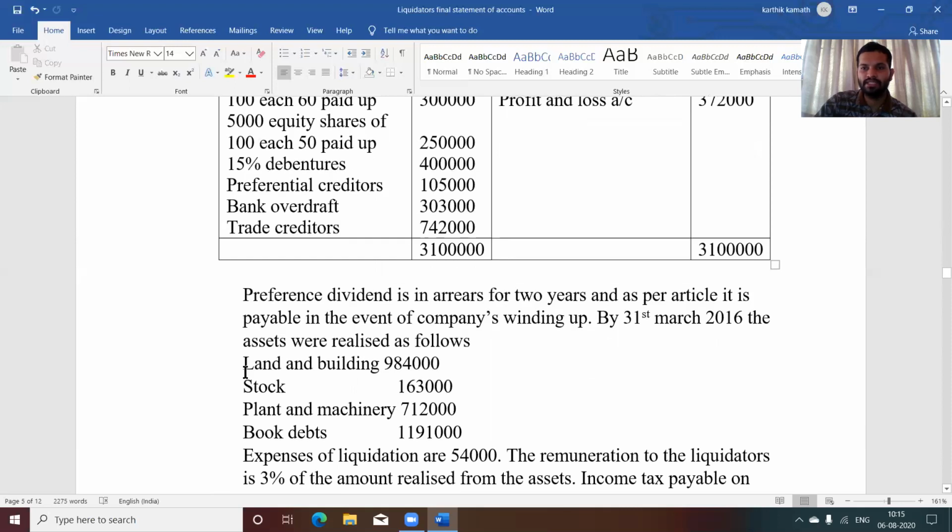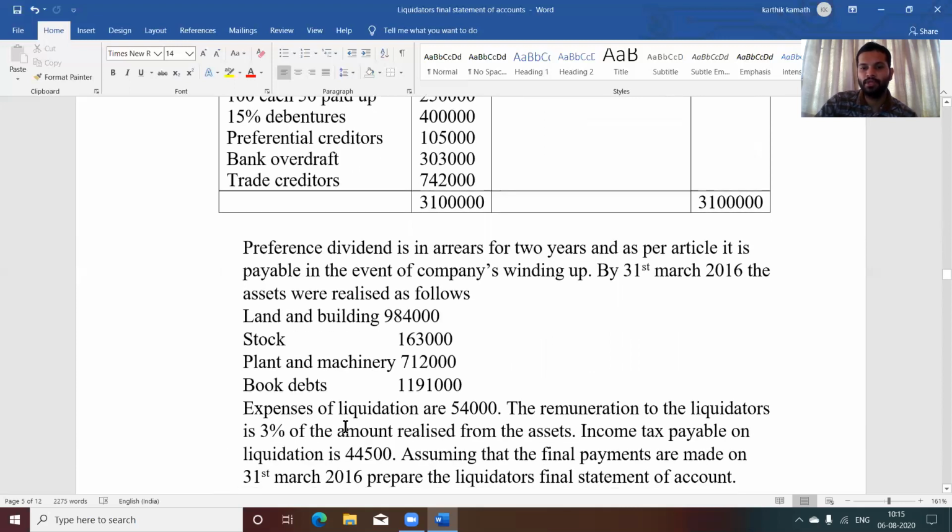Land and building realized amount they have given 9,84,000. Stock 1,63,000, plant and machinery 7,12,000, book debts 11,91,000. Expense of liquidation is 54,000. So that is nothing but liquidation expenses.